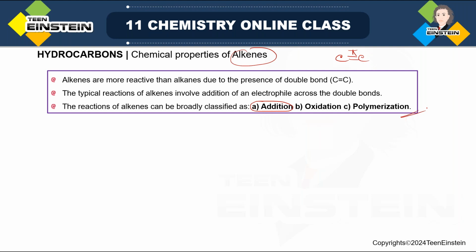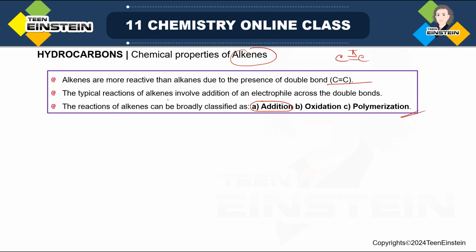So under addition there will be 5 to 6 reactions. Then under oxidation also, depending on what type of oxidizing agent you have taken, there will be different types of reactions. And then there is polymerization. So they are more reactive than alkanes because of the CC double bond.